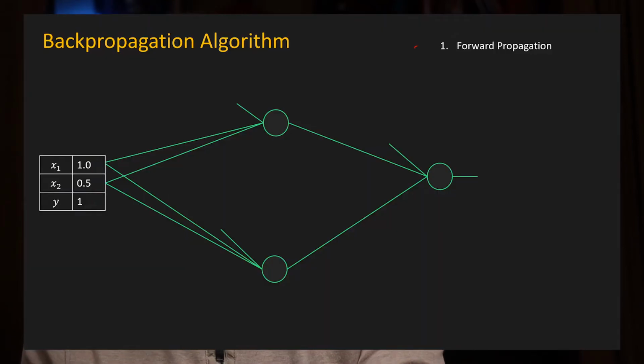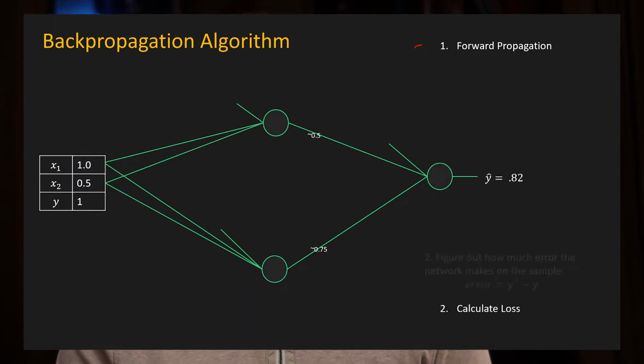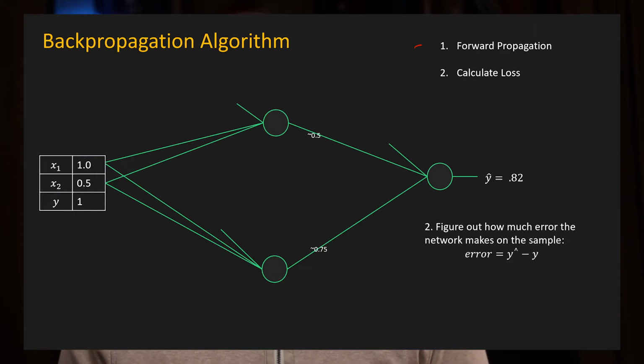The first thing you do is you take the training data and you do forward propagation for every sample in the training data. Here I'm demonstrating a single example like I've been showing you before. The next thing you do is you calculate the loss. So you figure out how much each training sample is adding to the overall loss.